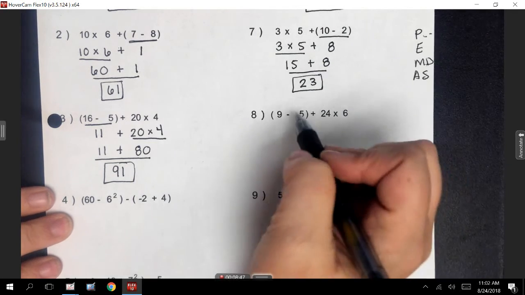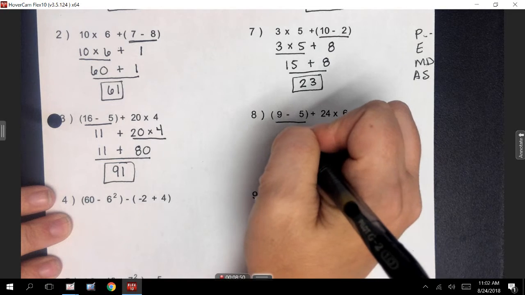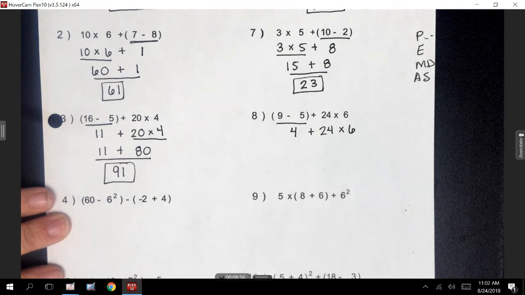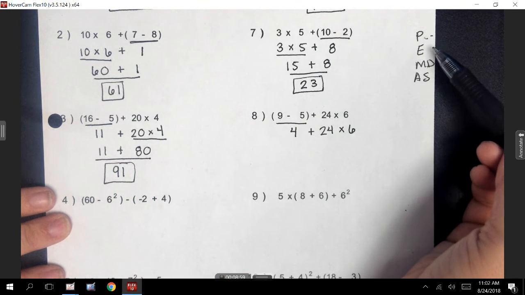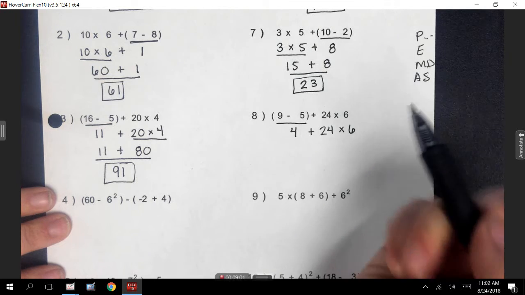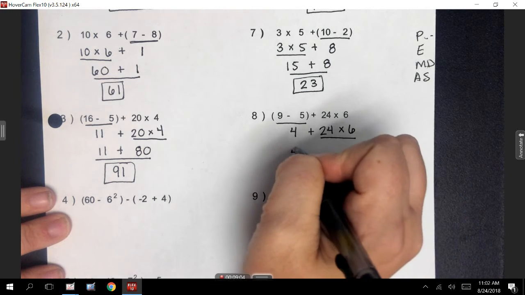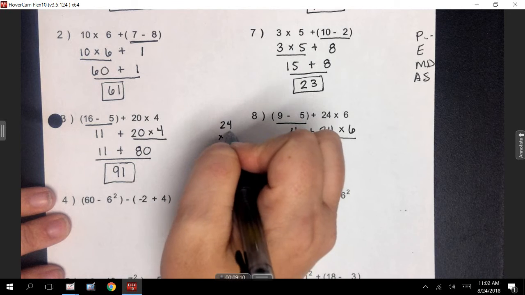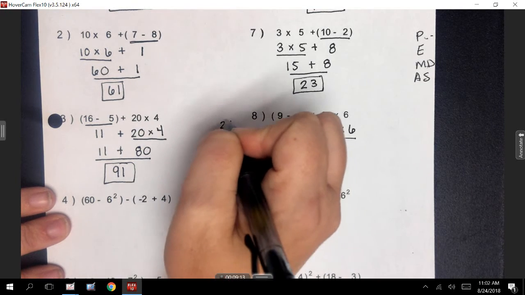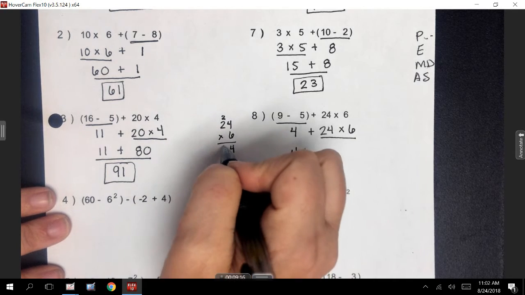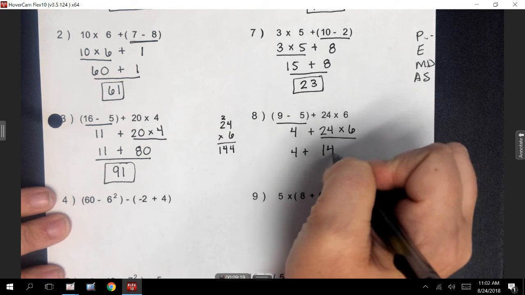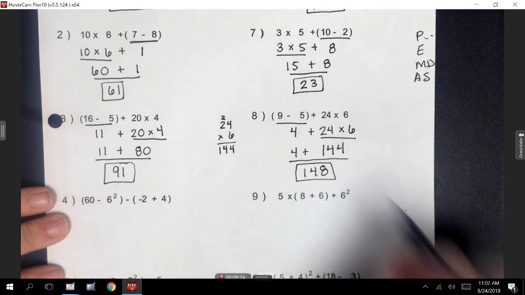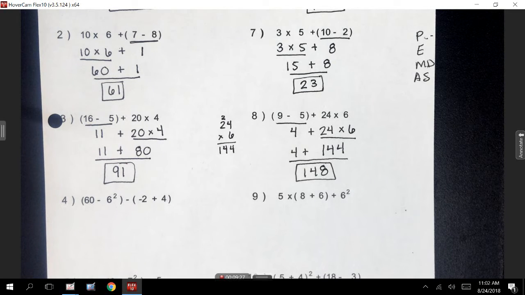Number 8, we have parentheses that we're starting with. 9 minus 5 is 4, plus 24 times 6, because we haven't done those, so I'm just filling it in. All right, there are no parentheses, there are no exponents, there is multiplication or division, so that's what we're going to do next. So 4 plus 24 times 6. Again, that's one I might need to go to the side and do. 24 times 6. 6 times 4 is 24. 6 times 2 is 12, plus 2 gives me 14. So I get 144. That's the only operation left, so I get 148. Okay. All right, easy peasy.